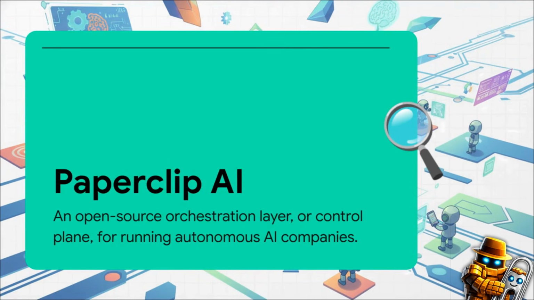Well, Paperclip AI is an open-source orchestration layer. You can think of it as a control plane for running what it calls autonomous AI companies. And the key thing to get here is that it's not meant to replace your favorite AI agents. Instead, it manages them as a coordinated team, giving them the structure they need to actually work together.